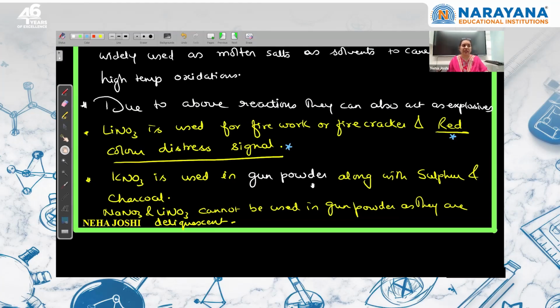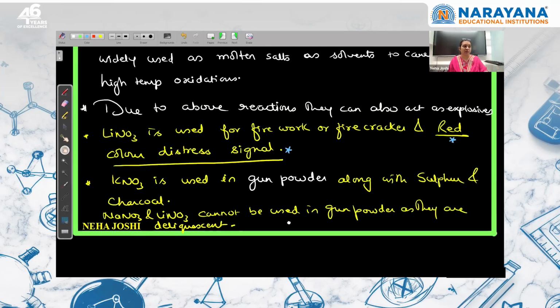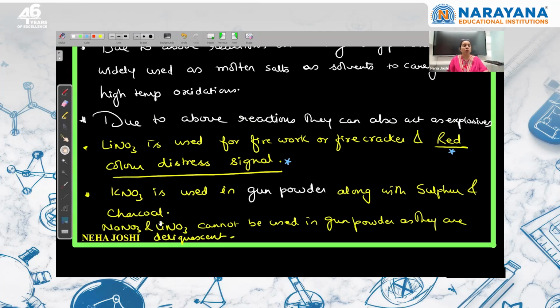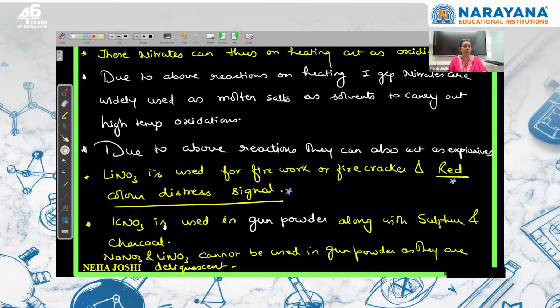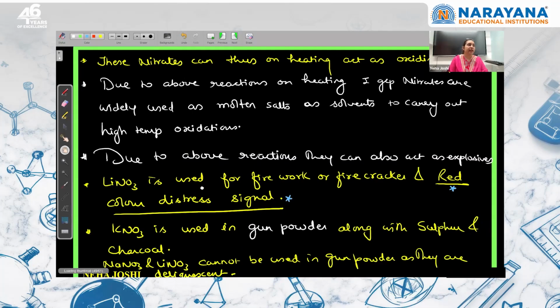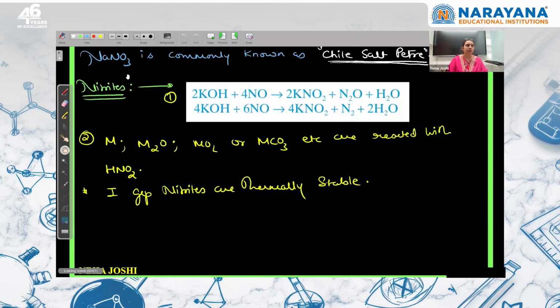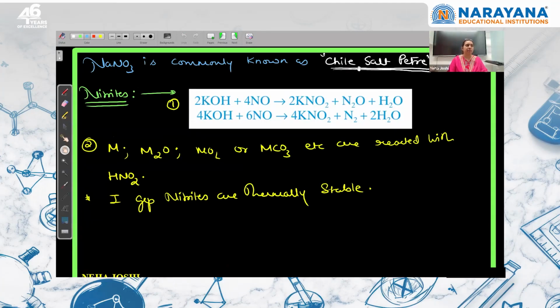KNO3 is used in gunpowder along with sulfur and charcoal. NaNO3 and LiNO3 cannot be used in gunpowder. You can use KNO3, but you cannot use these because due to small cation size, they absorb water. If they absorb water from surrounding, your entire gunpowder will be lost. This is the common name of NaNO3, called Chile saltpeter.